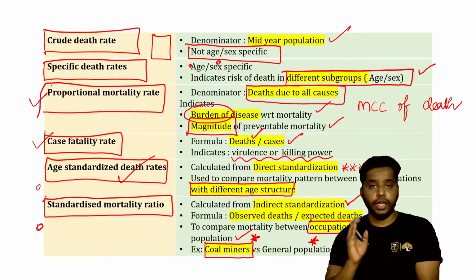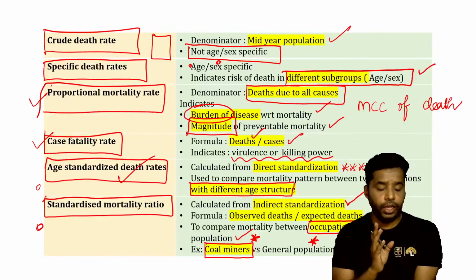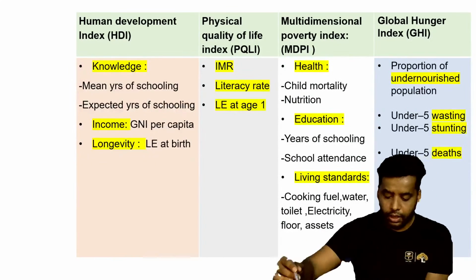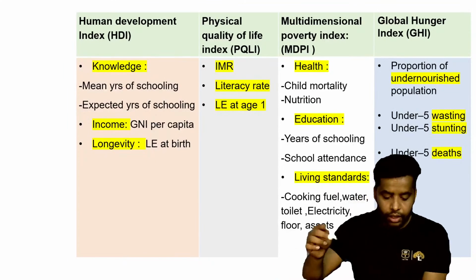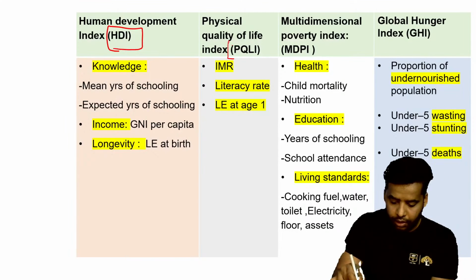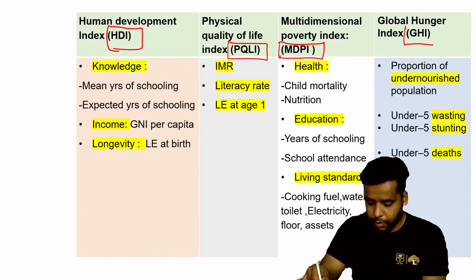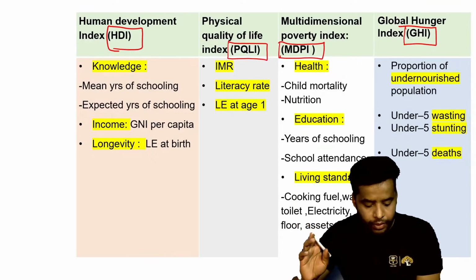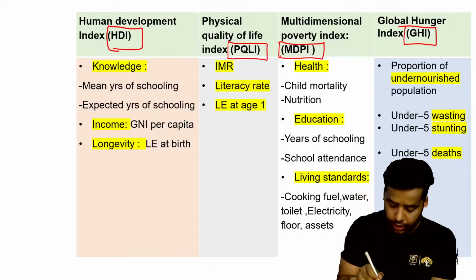So we have covered mortality indicators, and in the previous slide we discussed morbidity indicators. Come to the third important slide in the indicators part, that is index: Human Development Index, Physical Quality of Life Index, Multi-Dimensional Poverty Index, and Global Hunger Index. Any question can come out of this, important. Within Human Development Index, there are three things you should know.